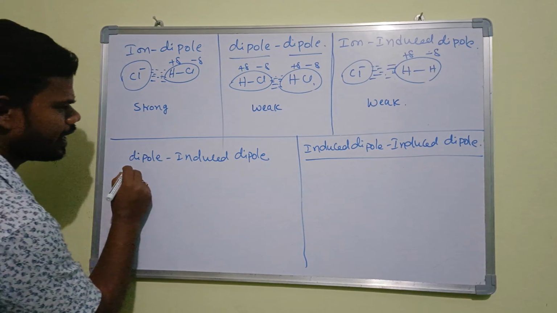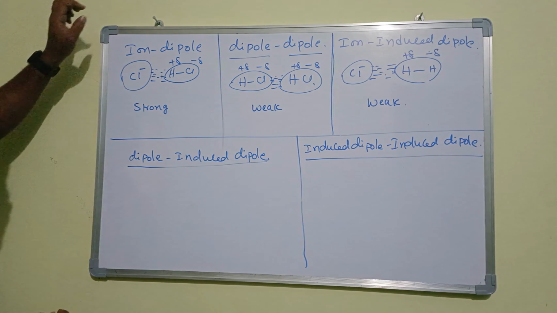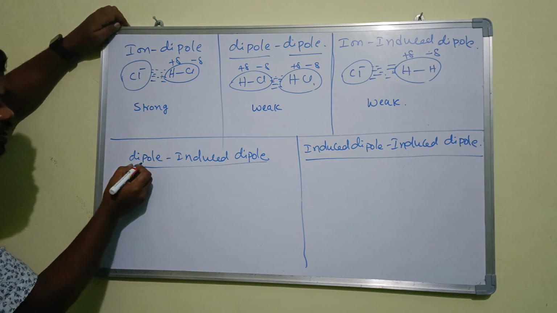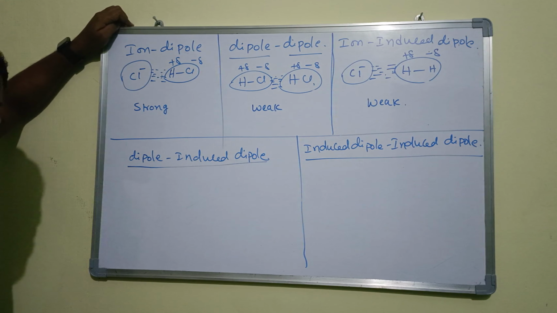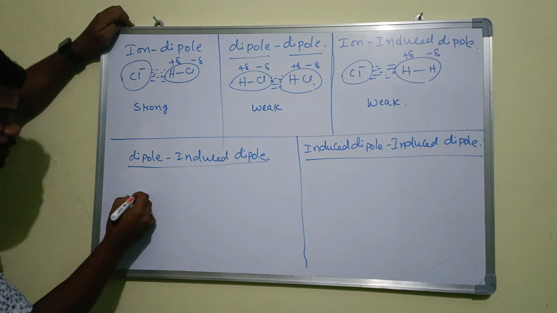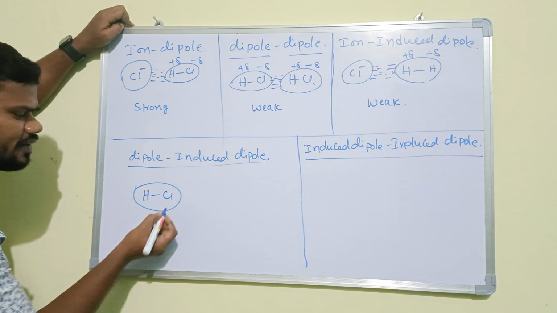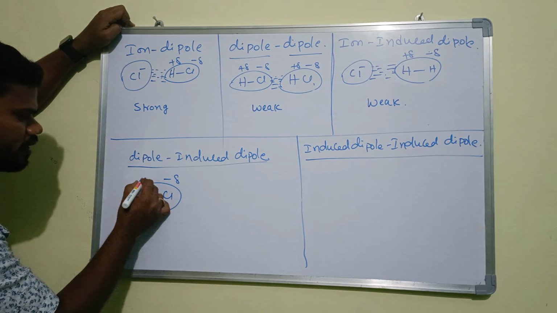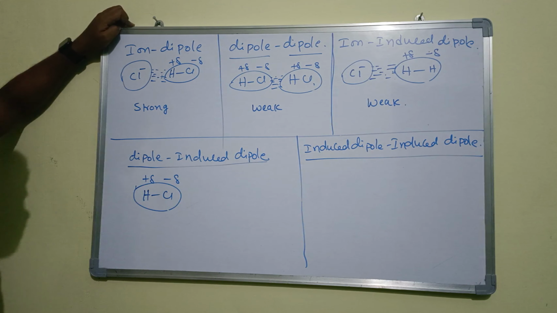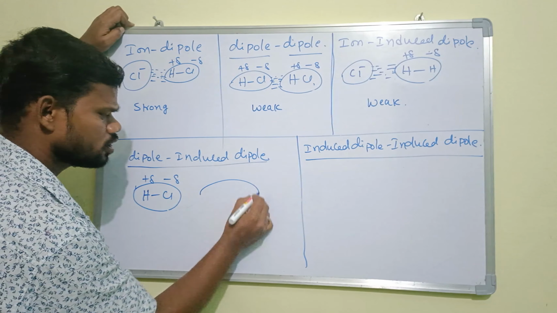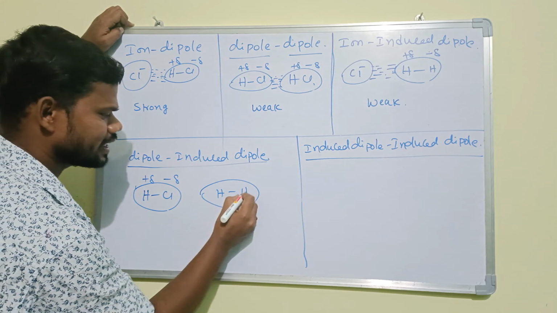Next, dipole-induced dipole. For the dipole, we can take a polar molecule, and HCl is an example. It has a partial negative and a partial positive charge. For the induced dipole, we can take the H2 molecule as an example.